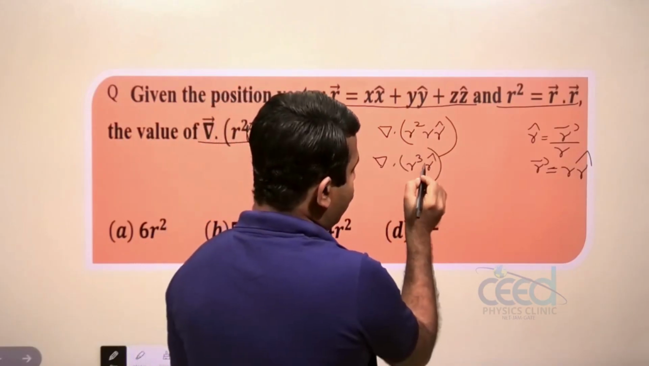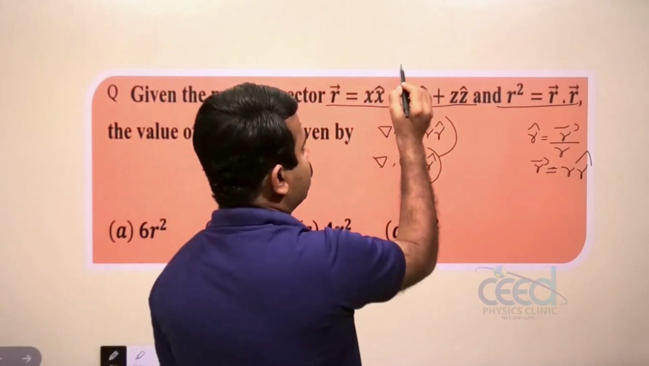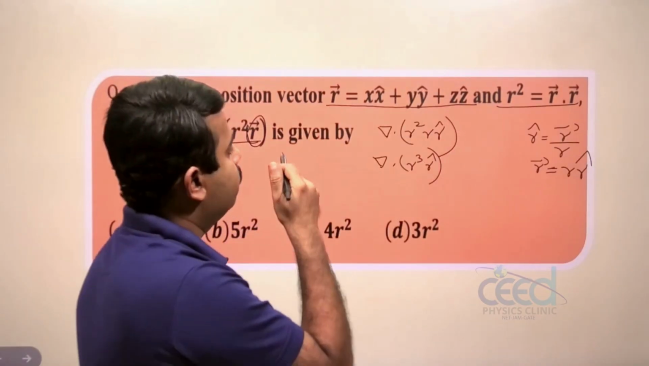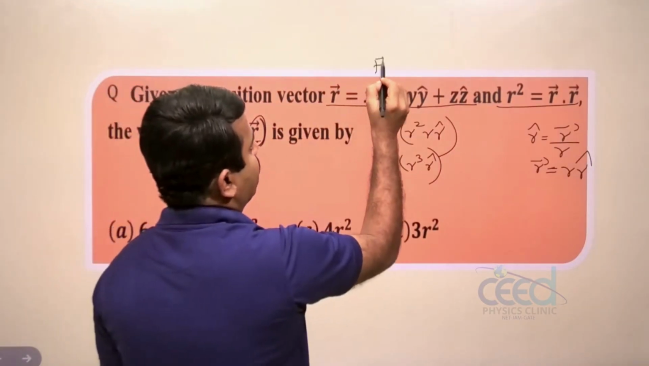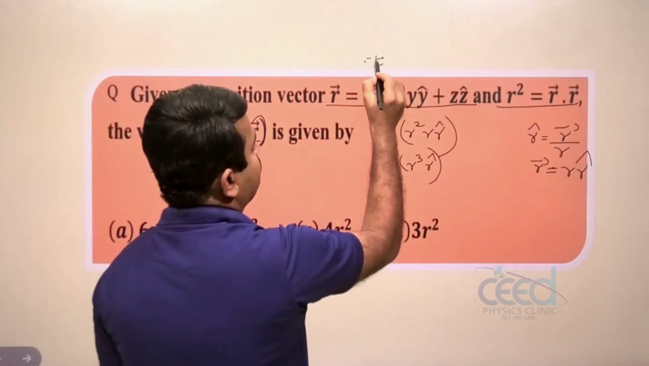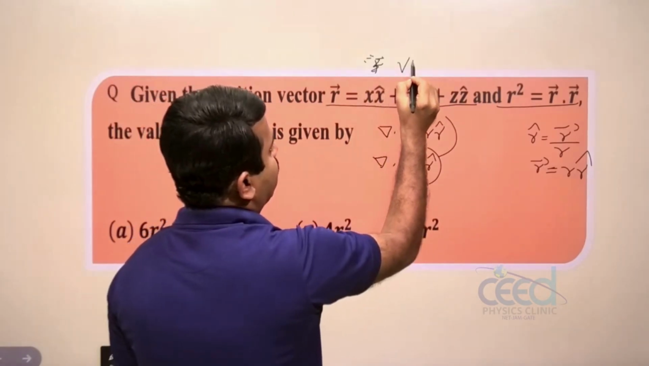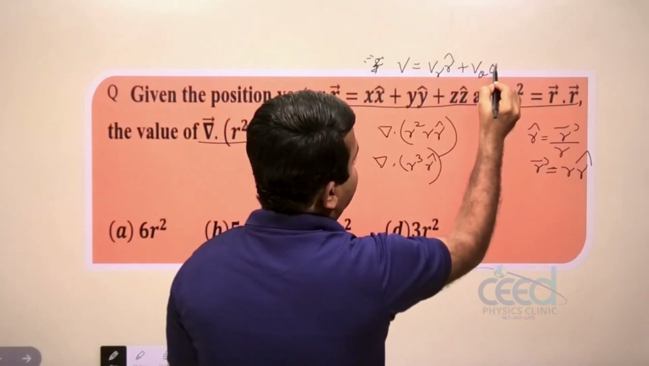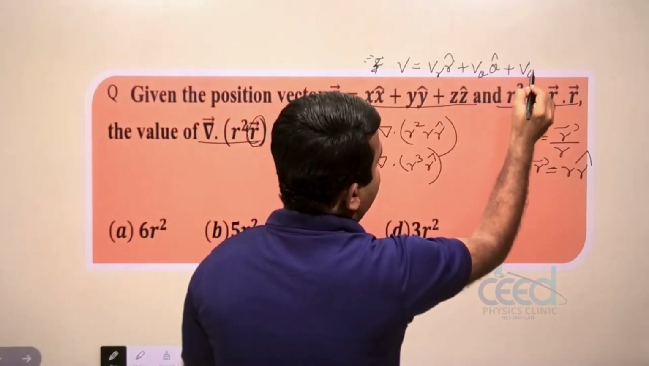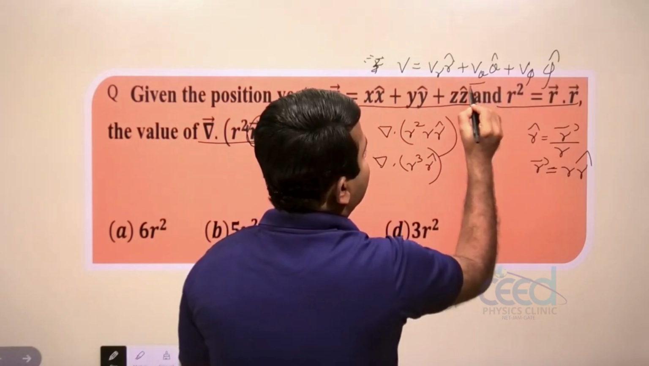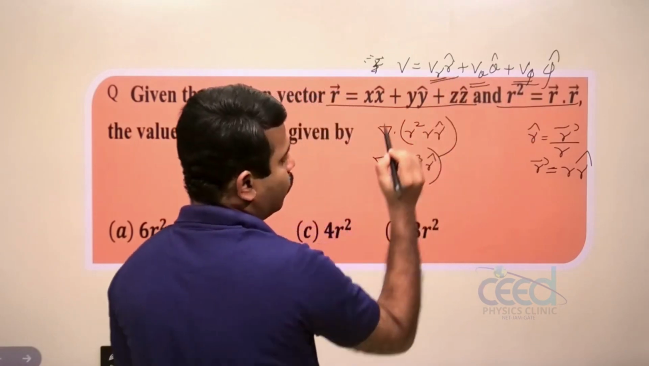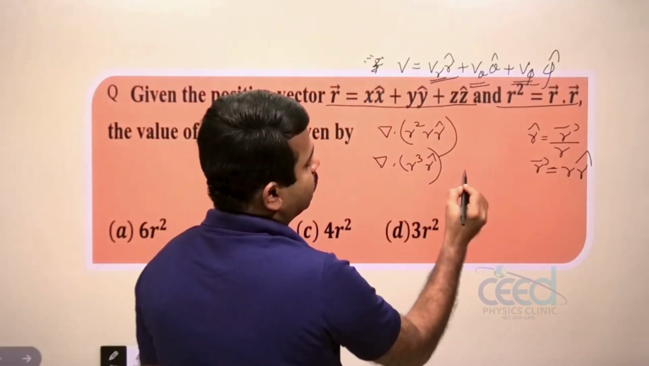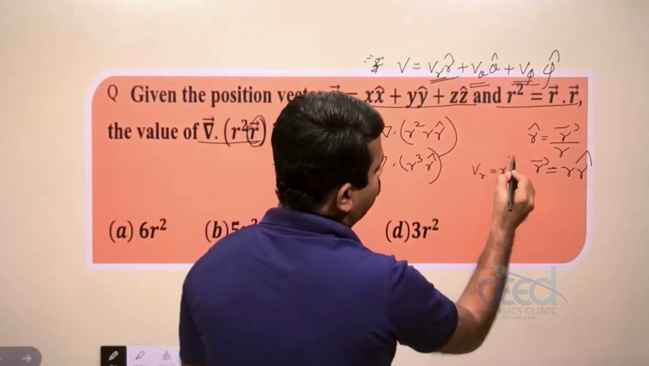Then what is the component of r cap? Suppose you represent a function, that means f or v. Sorry, v is vr r cap plus v theta theta cap plus v phi phi cap. Then v theta is 0, v phi is 0, and vr is what? This vr is r cube, right? So vr is r cube.